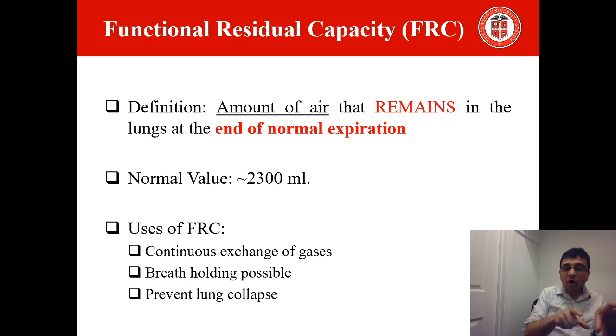And this also prevents the collapse of lungs if we are holding our breath, because some volume of air is always there in the lungs. So there are two main functions. One is breath holding, and the second one is the prevention of collapse. And you should be aware of FRC and its normal value, which gets really compromised in a lot of clinical diseases.